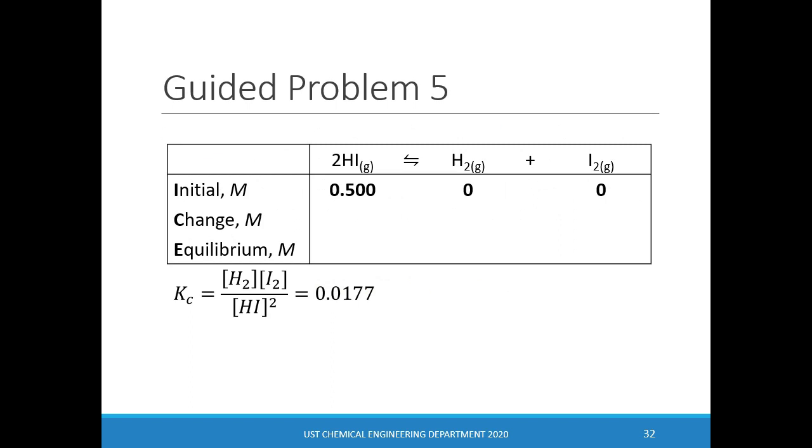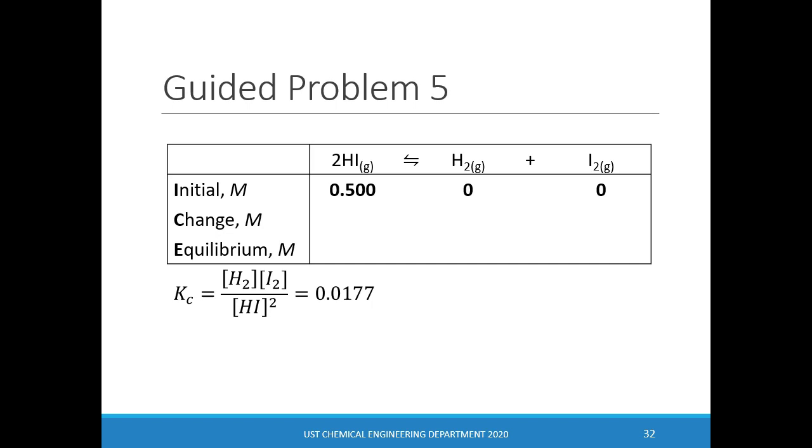So again, to analyze this problem, we will construct the ICE box. For this case, we will now use molarity as our unit just to show that it will also work the same way as the previous problem wherein we used moles. It was given that initially there was only 0.5 moles of HI in the system. Dividing this by the container volume of 1 liter, we get the initial concentration of HI as 0.5 molar. Hydrogen and iodine both have 0 initially because they are not present at the start.